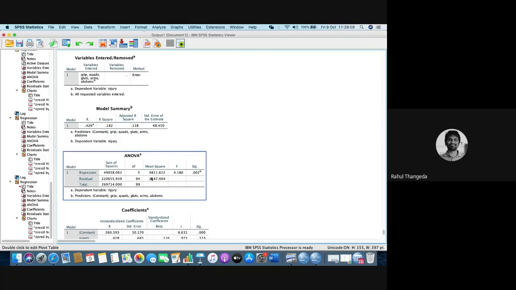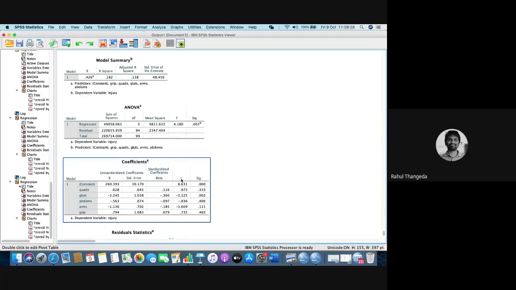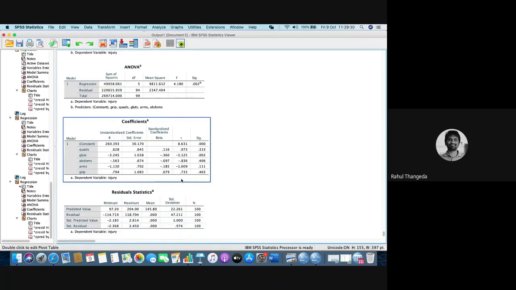And the mean square values are calculated based on the division. Now 49,000 divided by 5 should give you your mean square value, and 22 divided by 94 should give you your 2347. And then you get your F score calculated. F score is simply calculated as the division of 9,811 by 2300. That's how your F score comes in mathematics if you have to calculate it. But otherwise you do not have to worry too much.